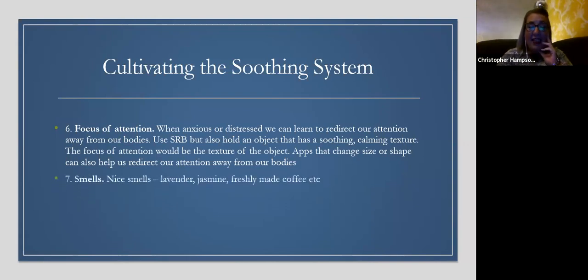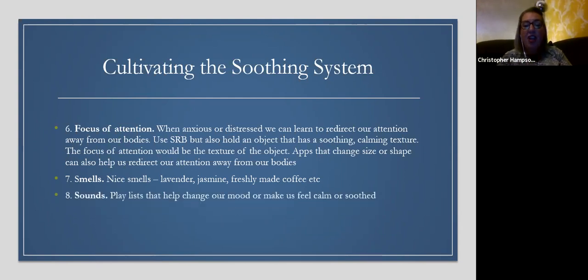We have smells, nice smells. Clients could use anything, we call it a soothing kit bag. So anything that your client likes. So it could be photographs as well. It could be visual, smells, feeling, anything. Music. Playlists that help change our mood or make us feel calm or soothed.